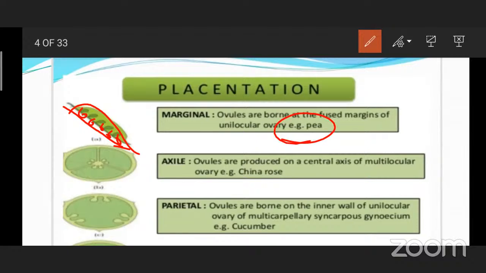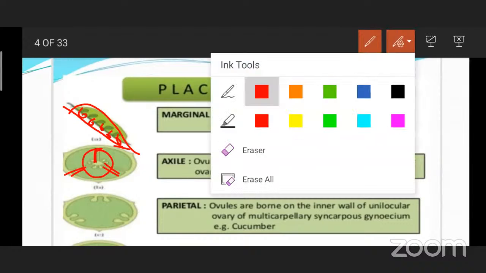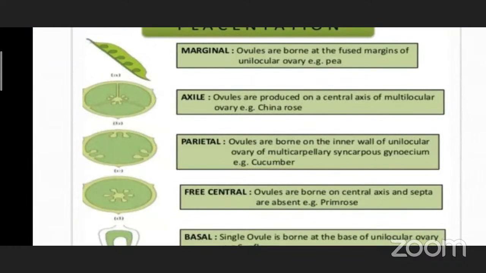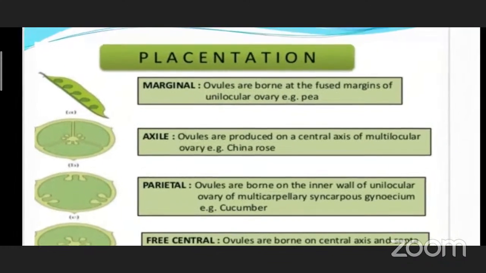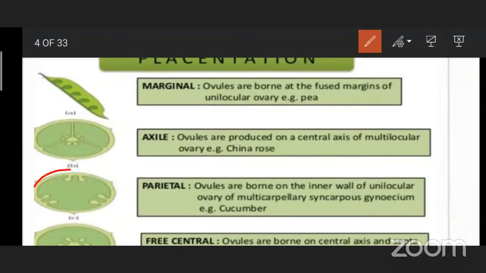Second one, axial placentation. In axial placentation, the ovules are produced on the central axis of a multilocular ovary. Example, China rose. And third one, parietal placentation. The ovules are borne on the inner wall of a unilocular ovary of a multicarpellary syncarpous gynoecium. Example, cucumber.